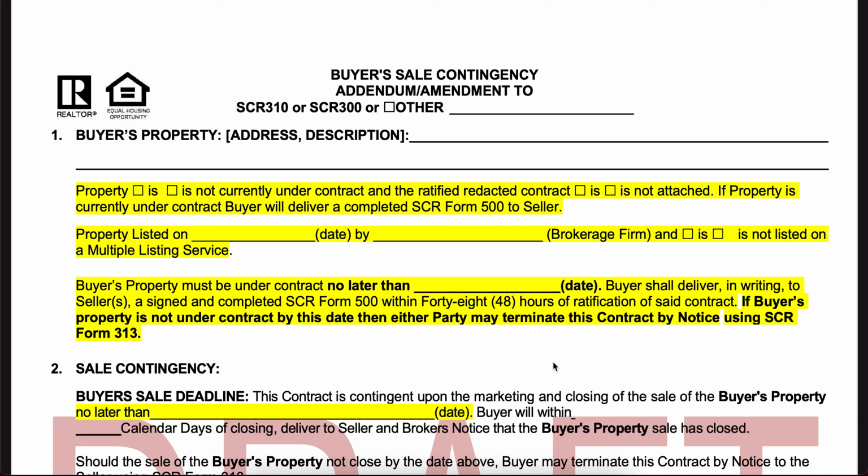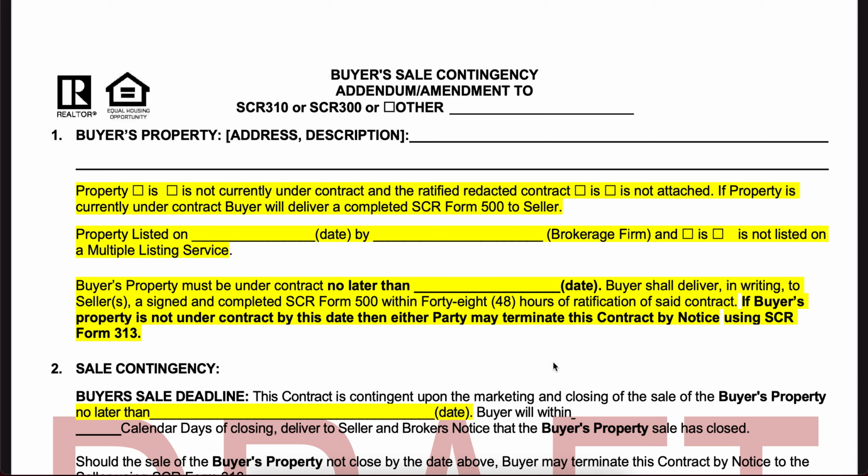Next, you'll put when the property was listed, if it was listed by a particular brokerage firm, and whether or not that is listed on the MLS. That is so the seller gets a better idea of how much marketing is being done on the particular property. This next section is really important.